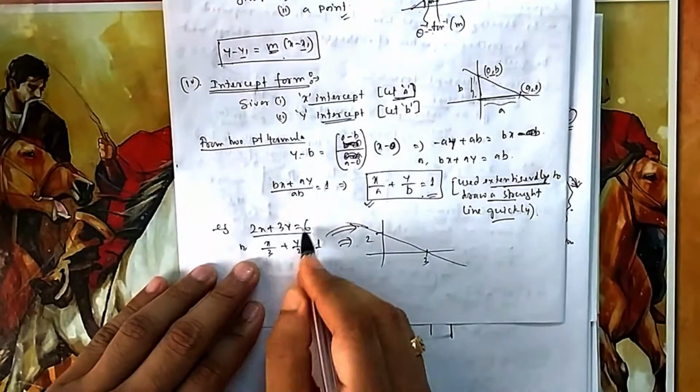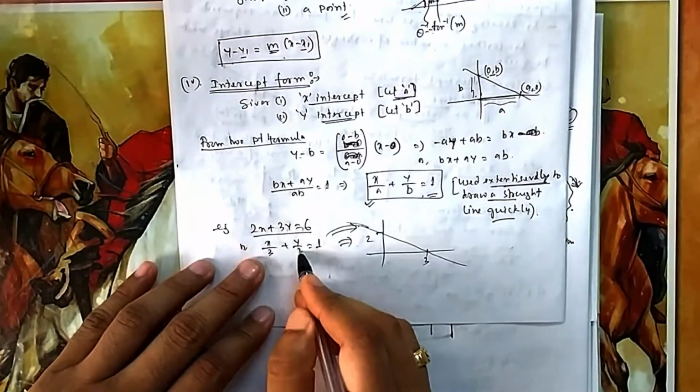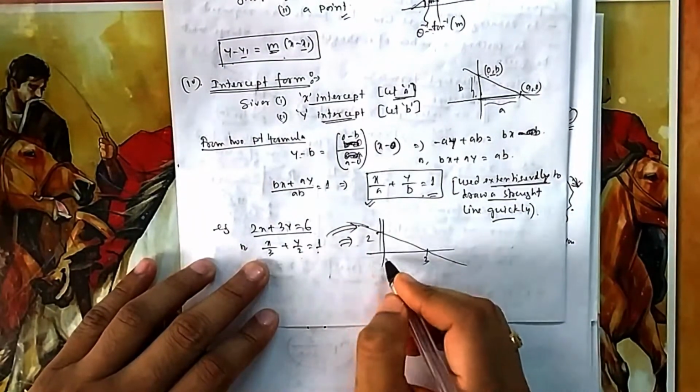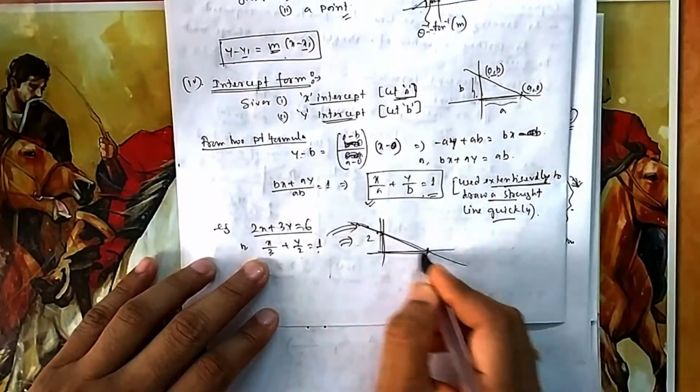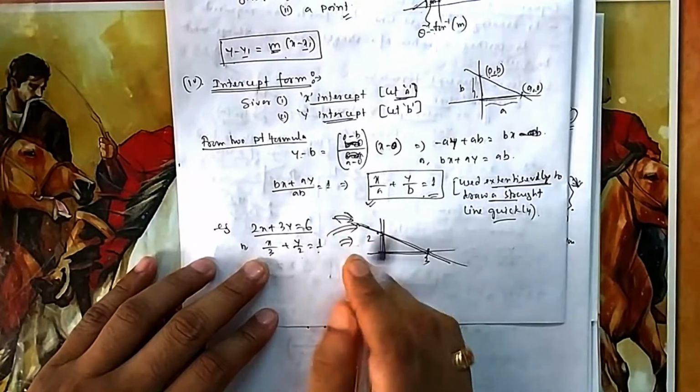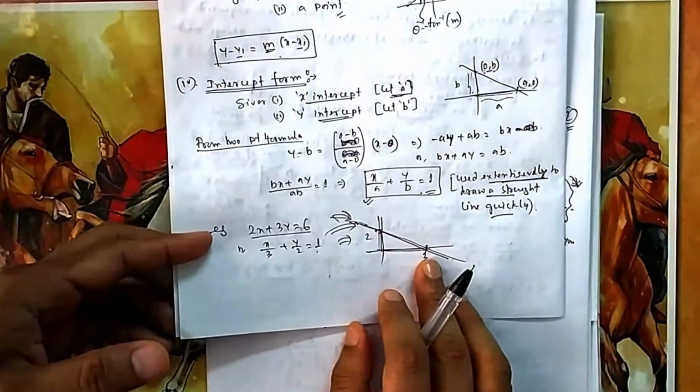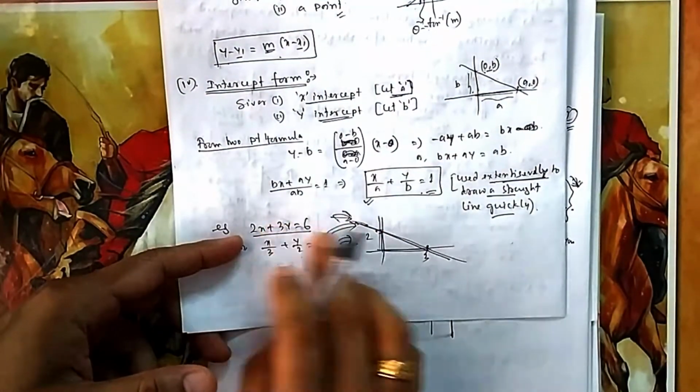Suppose this is the equation, so you divide it by 6, so it will be x by 3, y by 2 equal to 1. So just mark 3 here as the x-intercept, you just cut 2 here as the y-intercept, and draw this line. So this is the exact line. It has become very fast to draw a straight line. So you can know, oh, this equation represents this line.